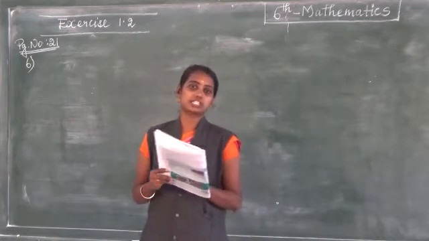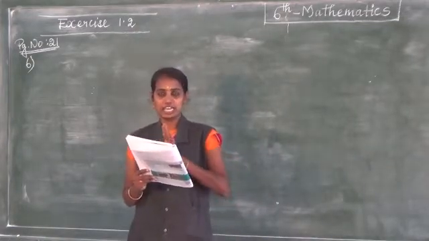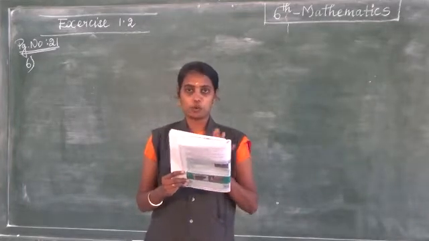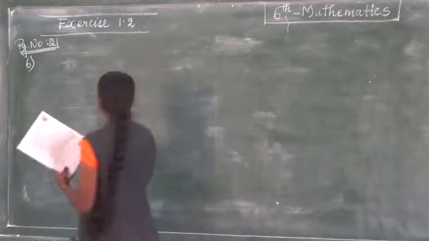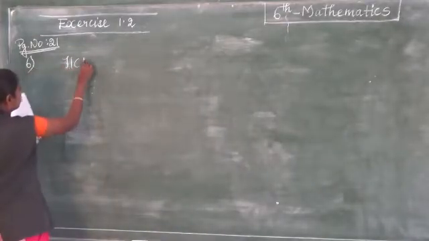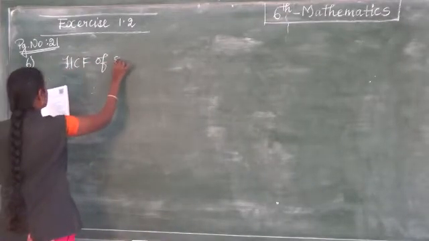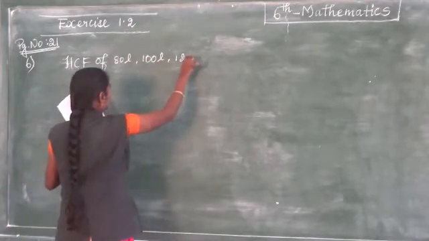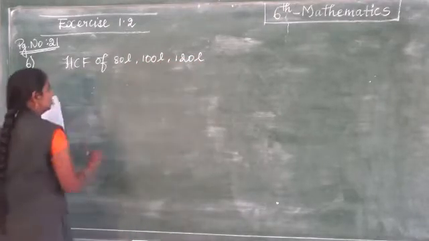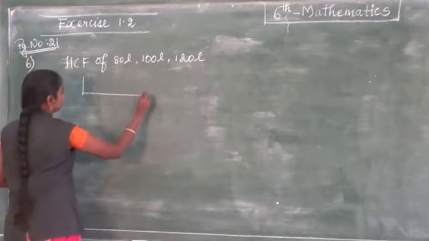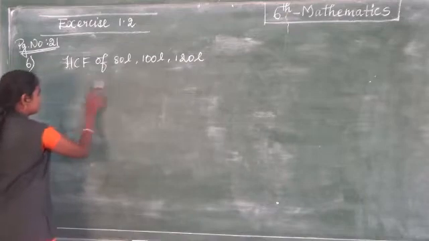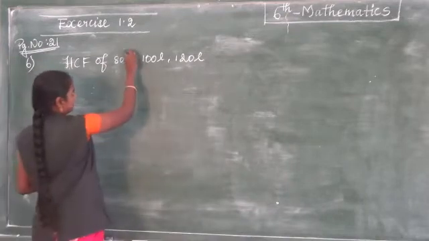So greatest possible means we are going to find the HCF of 80 liters, 100 liters, 120 liters, everything in liters. So now write the numbers and go for the HCF. HCF means it will go separately.